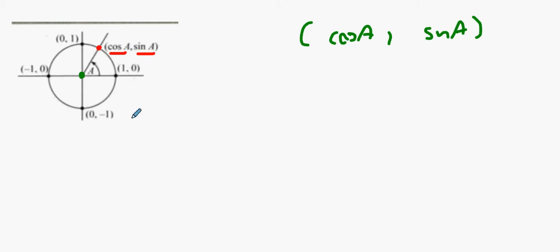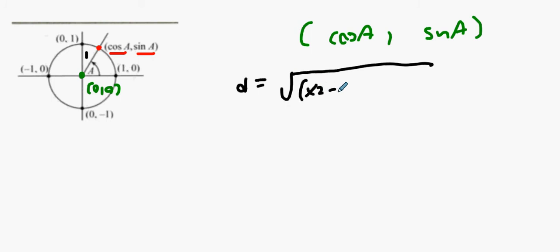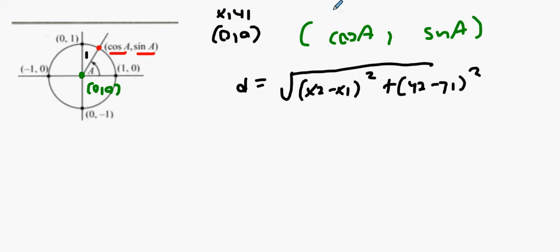And what we want you to do is get the distance between these 2 points. Because it's a unit circle, it's of distance 1. So d equals the square root, and we're going to use x2 minus x1 squared from geometry, plus y2 minus y1 squared. We're going to use the point 0, 0 as our x1, y1, and this one as our x2, y2.